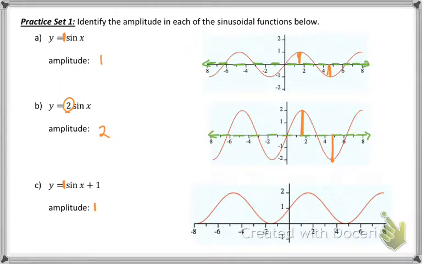Okay, and the only difference here is that I have a vertical shift up 1. So my entire graph got slid up 1, and so my wave axis is no longer on the x-axis. It's now at 1. So this is now the middle of the road, but the amplitude is the same: 1 unit from the middle to the high point and 1 unit from the middle to the low point.